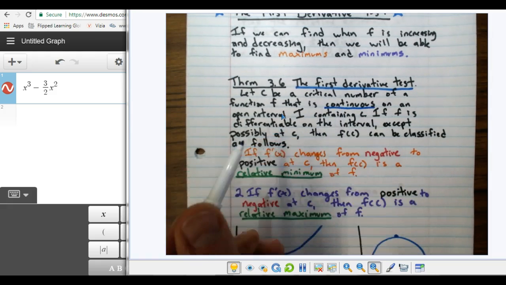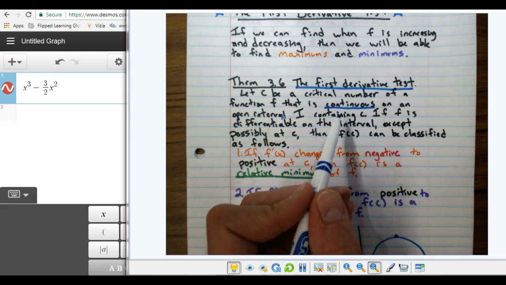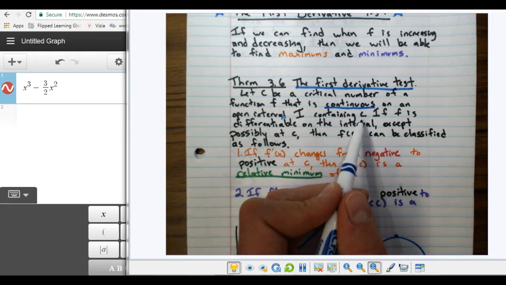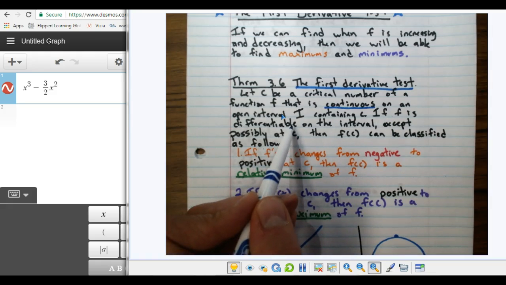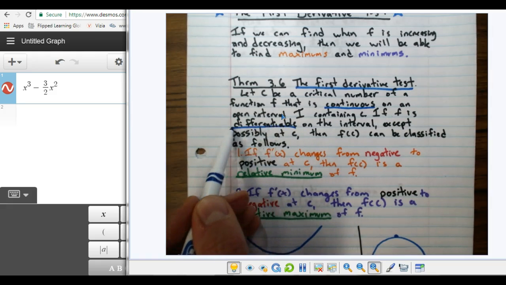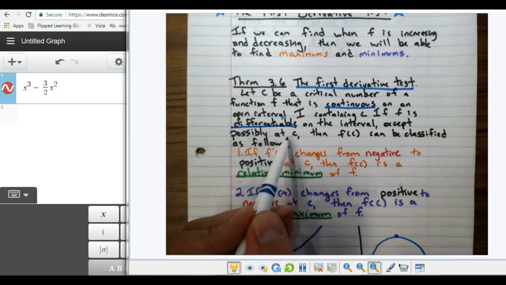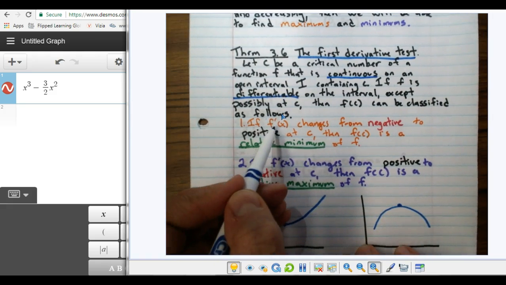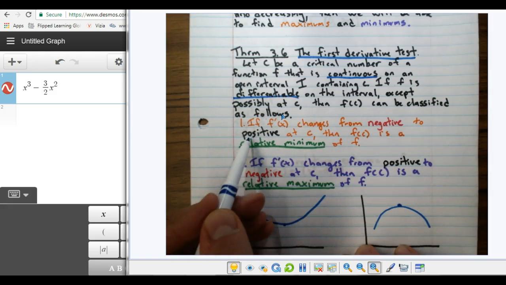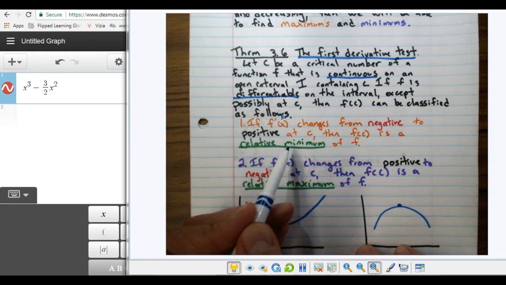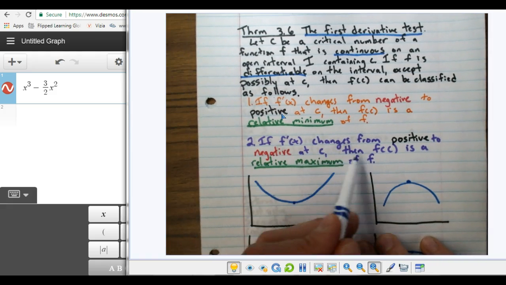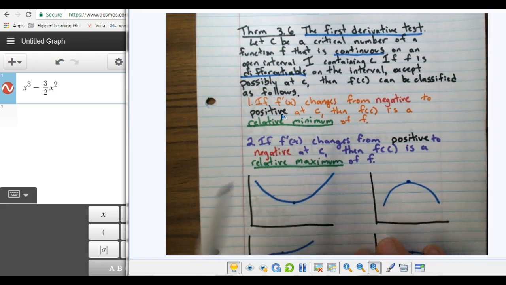So if we want to be able to use the first derivative test, you might have to show a function is first continuous on an open interval I containing C. Alright, if f is differentiable, so we also probably have to check for differentiability on the interval, except possibly at C, then f of C can be classified as follows. 1. If f prime changes from negative to positive at C, then f of C is a relative minimum. And if f prime changes from positive to negative at C, then f of C is a relative maximum, right?